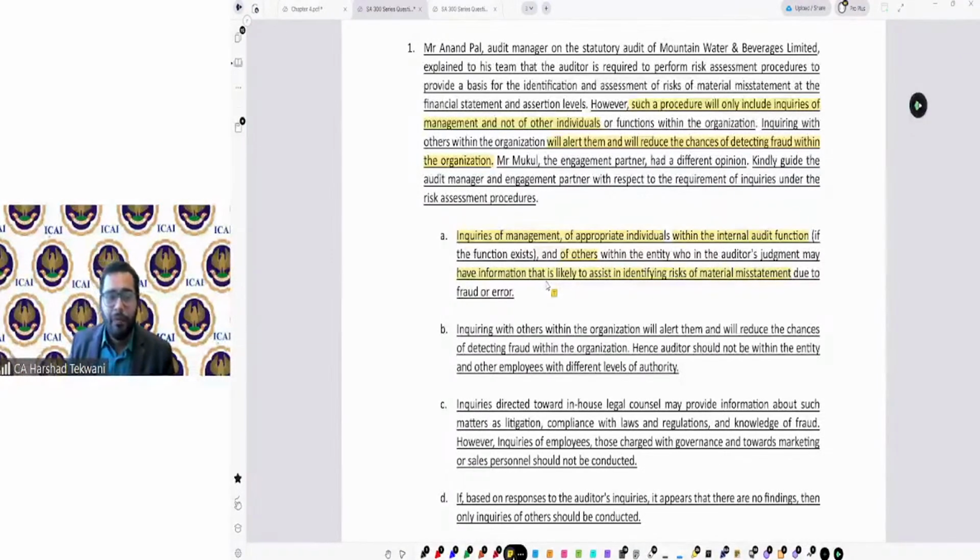We need to understand what information we can gather, and for that it is necessary that we go to the different levels of people within the organization. So that is correct. The first option is correct. Let's see the second option.